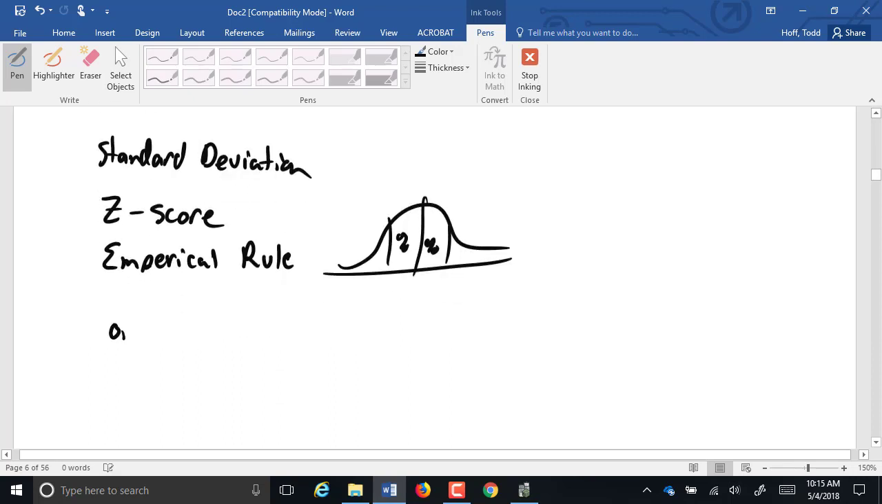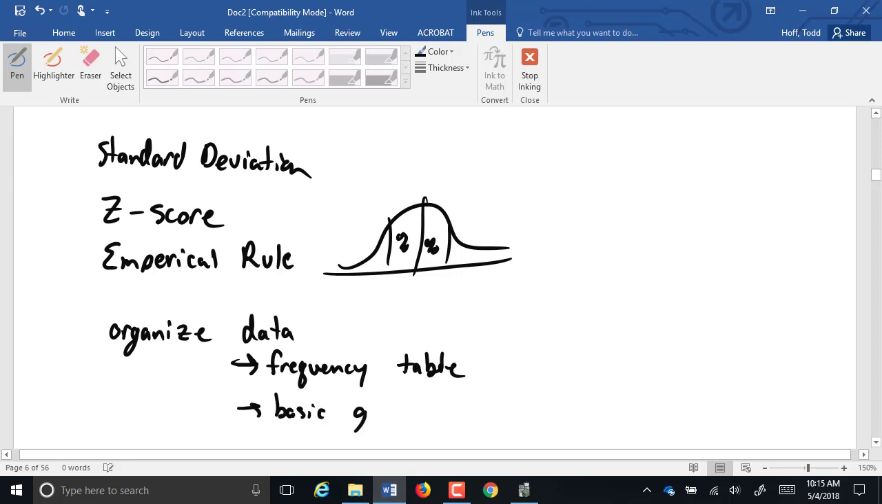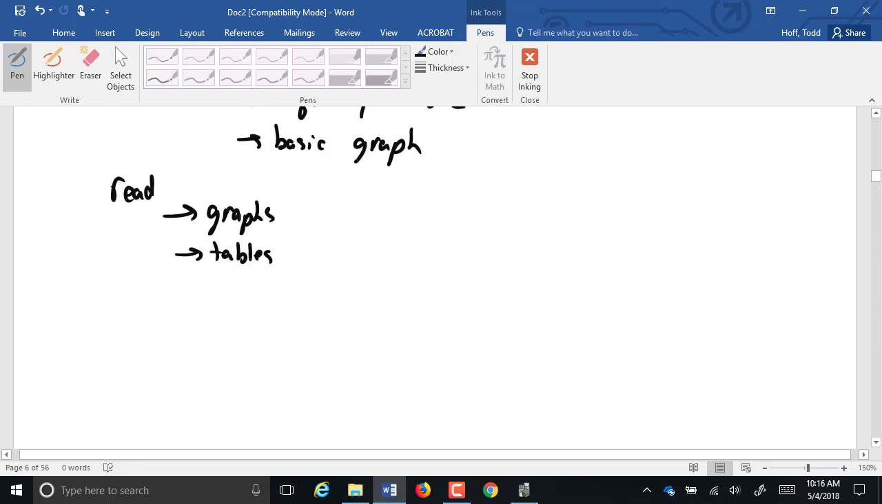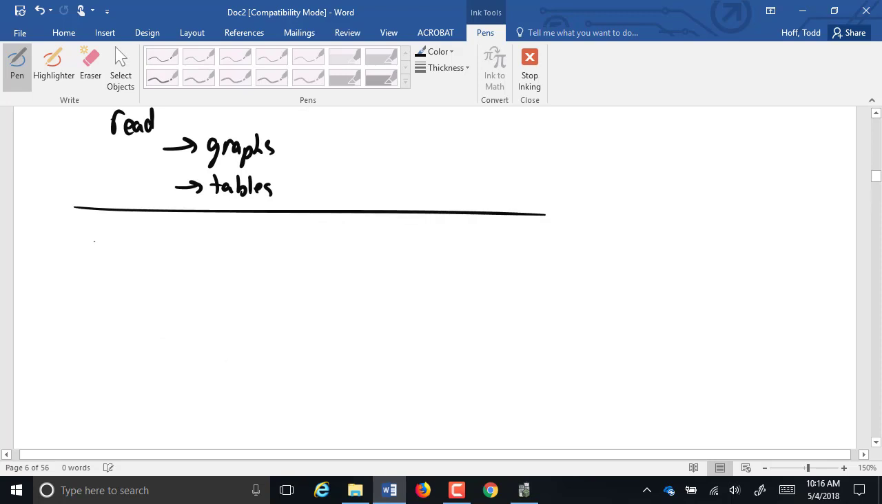You'll need to know how to organize data. That could either be into a frequency table or some sort of basic graph. And you'll need to be able to read graphs and tables as well. Now that's the statistics side of it. Remember, there's still the graphing.